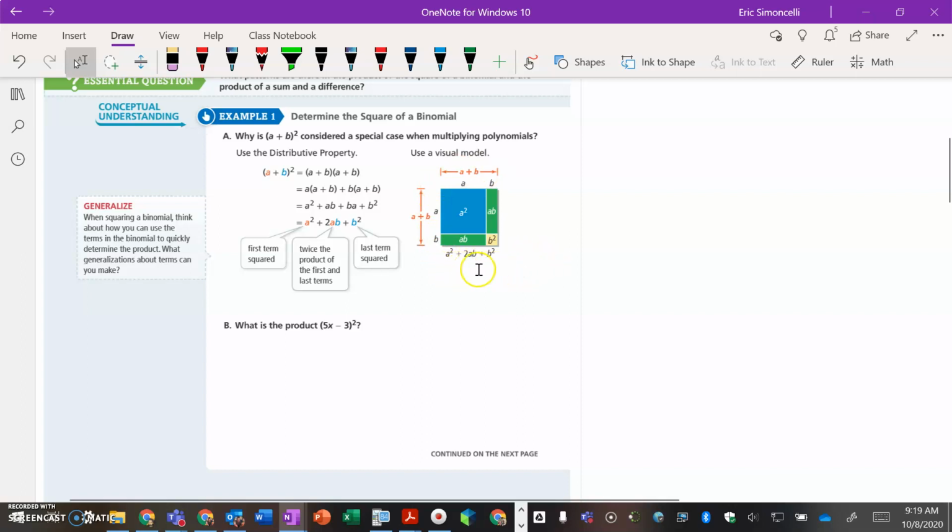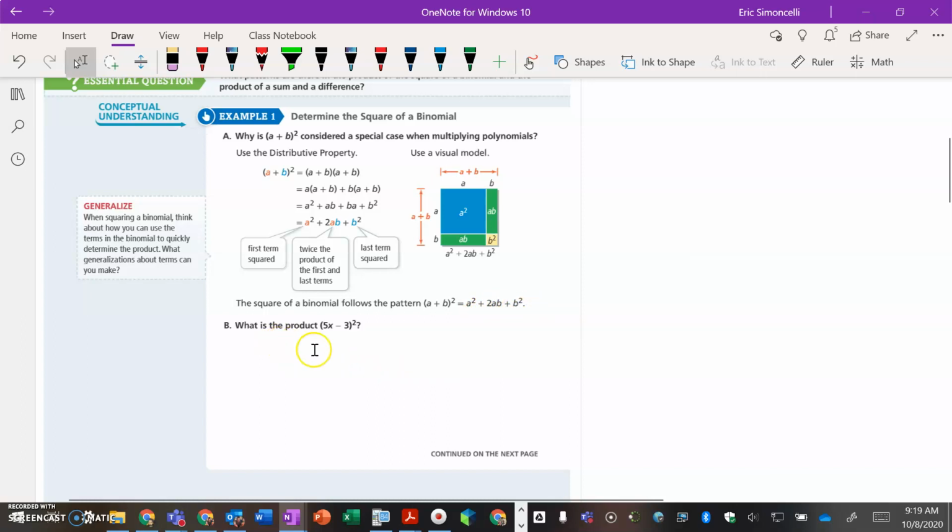Again, if you add your terms, you end up with this polynomial. Turns out that this is the result every time that you square a binomial. There's a pattern, and the pattern always fits the following model: a plus b quantity squared is always equal to a squared plus 2ab plus b squared.